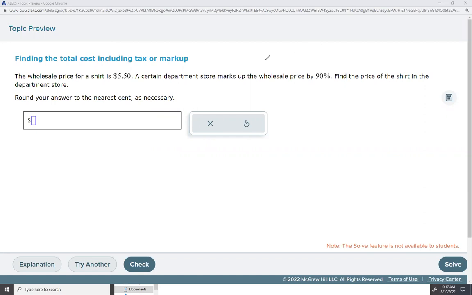Okay. So, all right. So finding the total cost, including tax or markup.